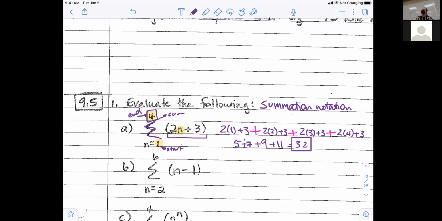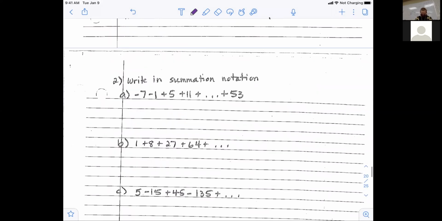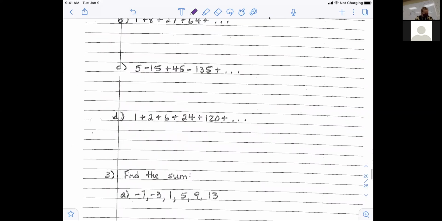Thank you. All right. Again, I can do more of these, but for now, I'm not going to. We're going to skip all the way down to number 3. So join me again on number 3. So these say find the sum.